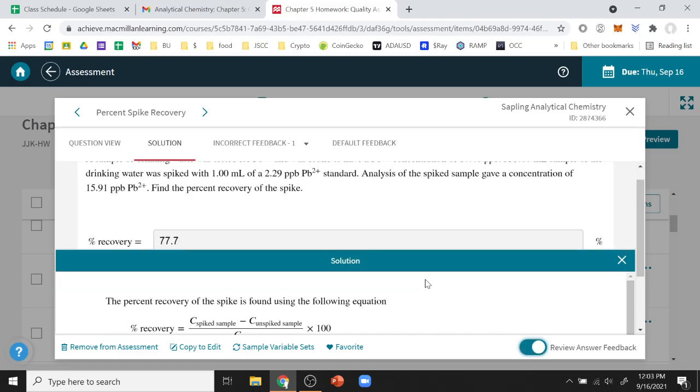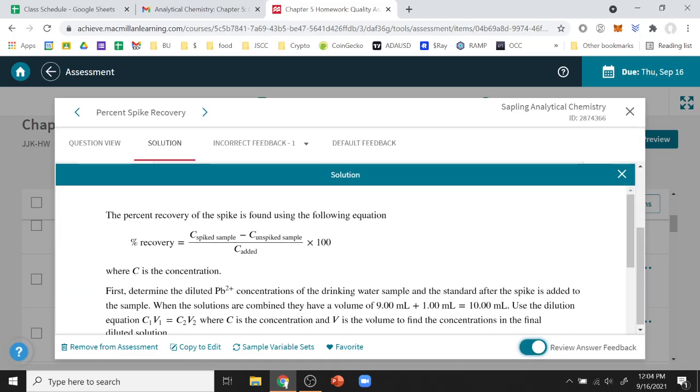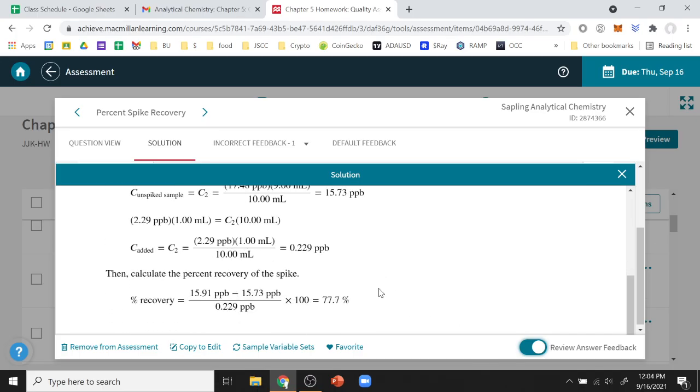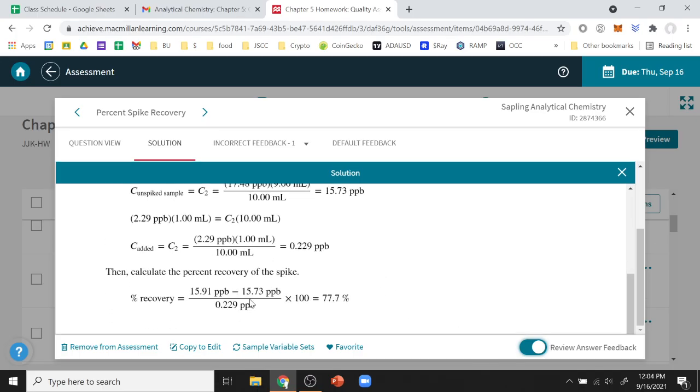So you plug it into your formula: spiked sample here, the unspiked sample there, that's the small number, and that is the stuff you added. These are the numbers right here for my problem I'm looking at. And you'd subtract those, you'll get a small positive number, it'll be divided by this, and then multiply by 100 to make it a percentage. And so that'll give you 77.7%.